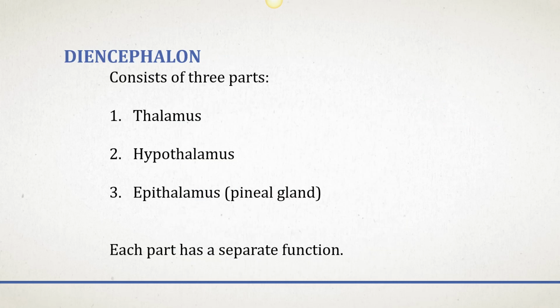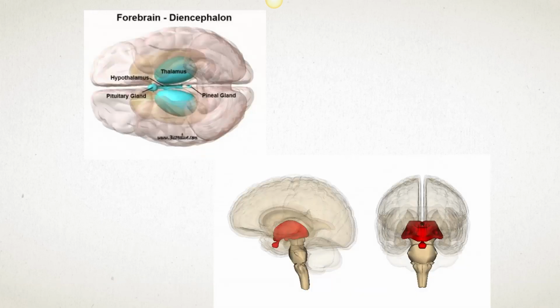The diencephalon consists of 3 parts: the thalamus, hypothalamus, and epithalamus, also known as the pineal gland. We've already talked about the hypothalamus and pineal gland in this class, but we're going to talk about each one of their functions individually now. So this is where the thalamus is located on each side of the cerebral hemispheres. The hypothalamus is in the center, and the pineal gland is in the back. And here's a side view and a front view.